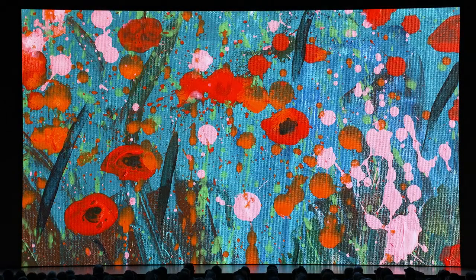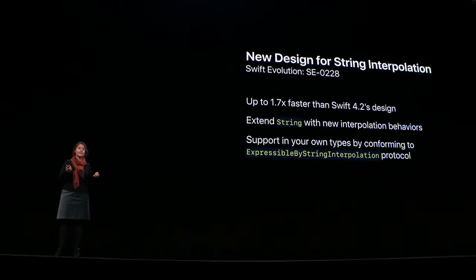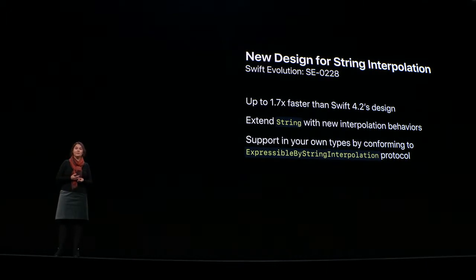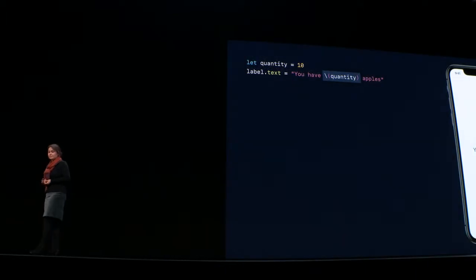Swift 5 also gives you more expressivity for manipulating text. String interpolation has been redesigned in Swift 5. The new design is up to 1.7 times faster. And further, you can customize the built interpolation by providing your own helpers. And you can initialize your own types with interpolated strings, giving string interpolation custom meanings.